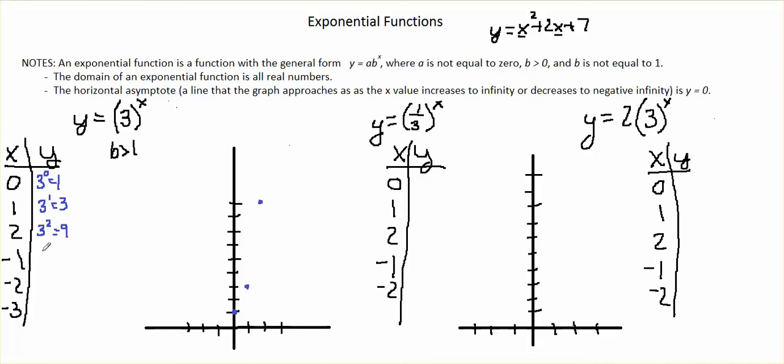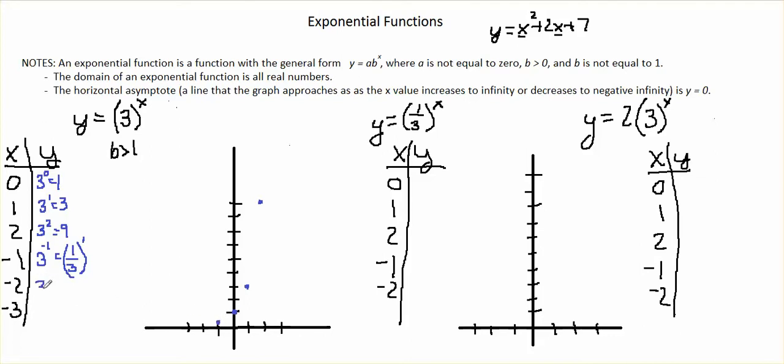So let's go ahead and start putting things in, and let's see what happens to our function as we go negative with our x values. Now we're applying a negative exponent, and I want to remind everybody that a negative exponent means we take the reciprocal of this number and then apply a positive exponent. So the reciprocal of 3 is 1/3, and we're going to apply a positive 1, which is just 1/3. So at negative 1, we're here at positive 1/3.